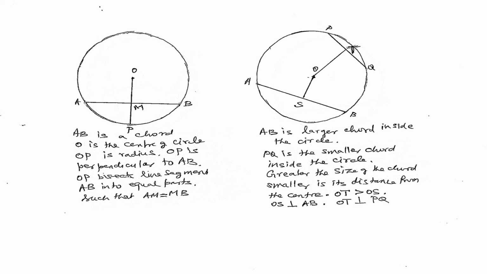Next slide has two theorems. AB is a chord, OP is the radius. OP is perpendicular to AB. OP bisects line segment AB into equal parts such that AM is equal to MB. On the right side, AB is the larger chord inside the circle. PQ is the smaller chord inside the circle. Greater the size of the chord, smaller is its distance from the center. OT greater than OS, OS perpendicular to AB, OT perpendicular to PQ.